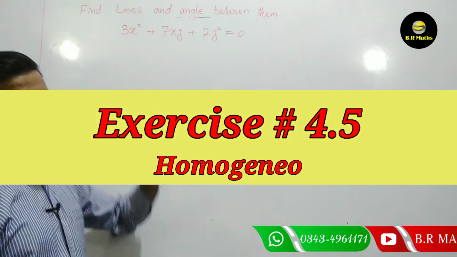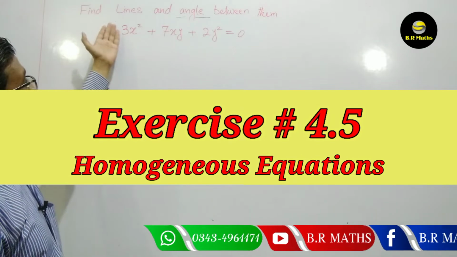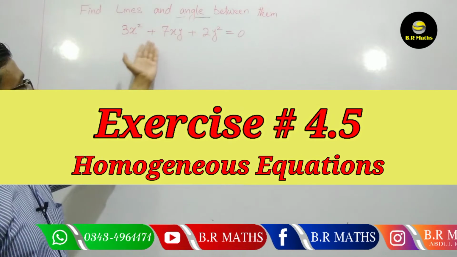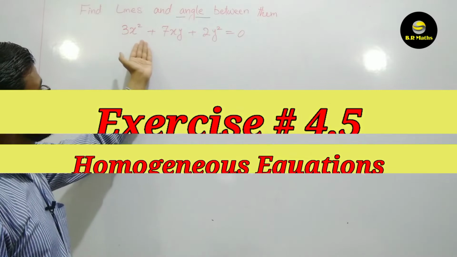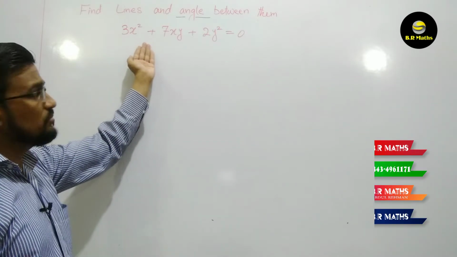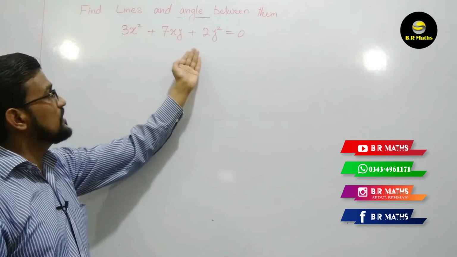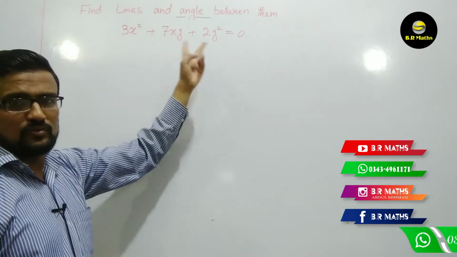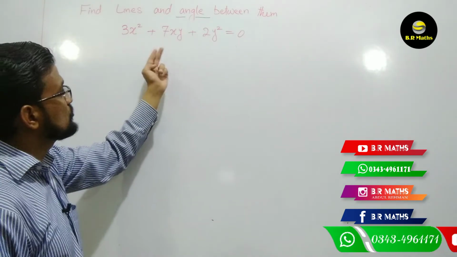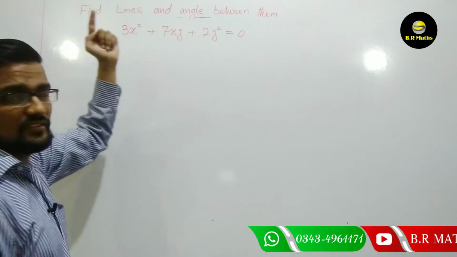This is the second question. Find the lines and angle between them. All of you know that this type of equation is the combination of two linear equations. It means this is an equation of two straight lines, the combination of two straight lines. So find these lines.